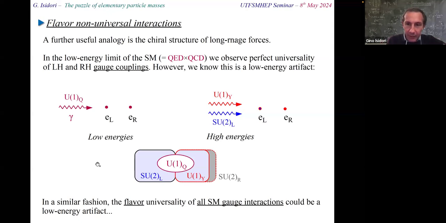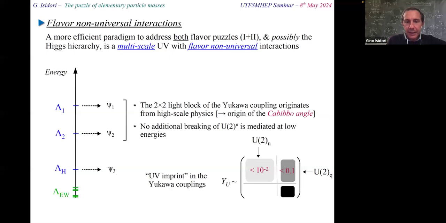So this is another illustration. There is an accidental parity which comes out from a theory which is not parity symmetric in the ultraviolet, and parity emerges as a low energy property. In the same fashion, flavor universality of the gauge interaction could be a low energy artifact. The idea is that when we go higher in energy, the interaction will be really different for the different families. So different families have different quantum numbers under an extended gauge group.